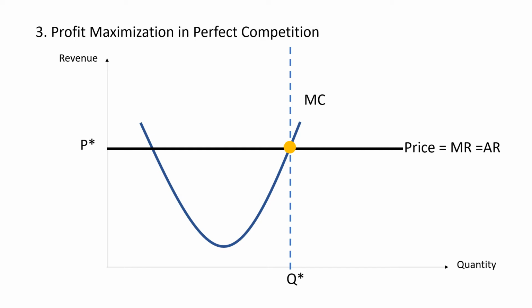and it indicates the equilibrium of the quantity and the price. And the equilibrium price is equal to MR, because price, MR and AR are the same in perfect competition, and the firm will sell the quantity of their products at Q star, which is the equilibrium quantity.